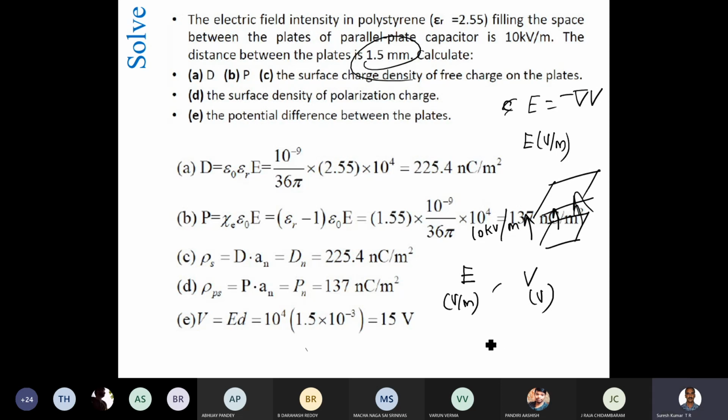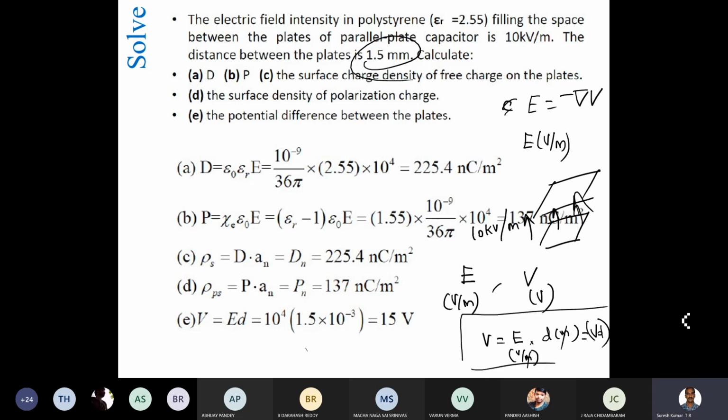So V equal to electric field, in volt per meter, multiplied by the length, which in this case we call the distance between the plates, d, in meters. That's why we will get volts. The result will be in terms of volts.